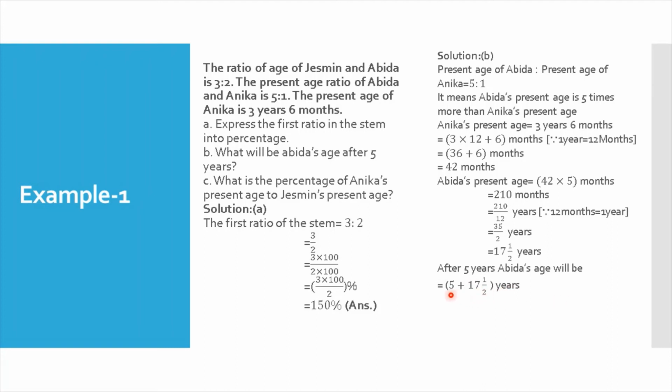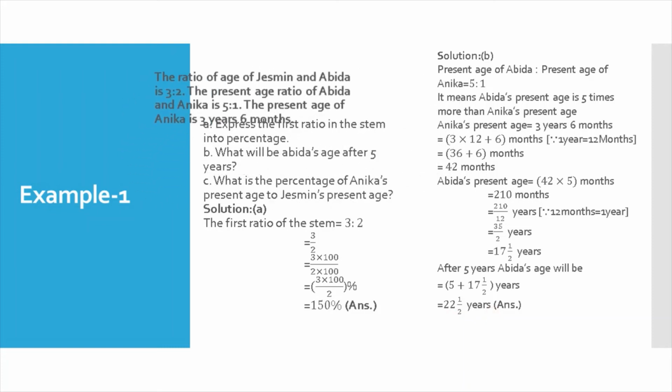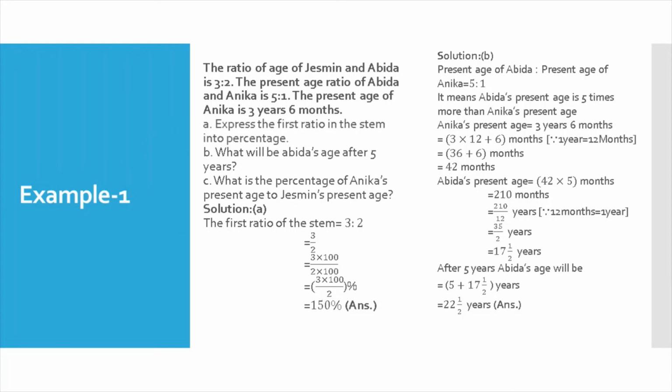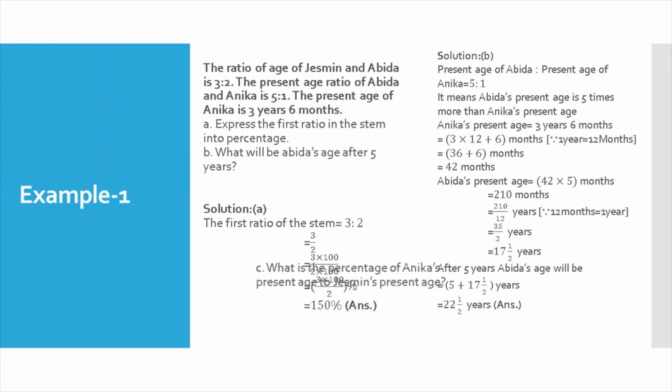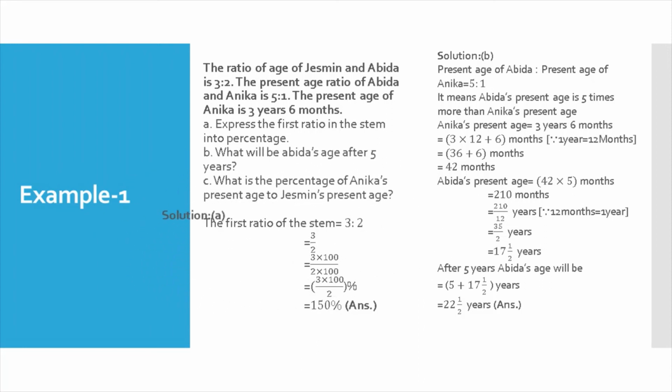So we add the integer value first. We get 22 and a half years. That means 17 plus 5 is 22 and a half years. So my dear students, let's see again. That is the stem of this math, and we needed to find the first ratio into percentage and Abida's age after 5 years. That is the solution of A.